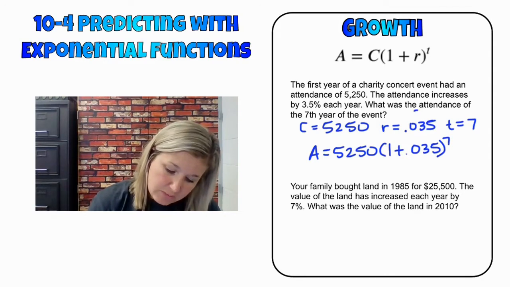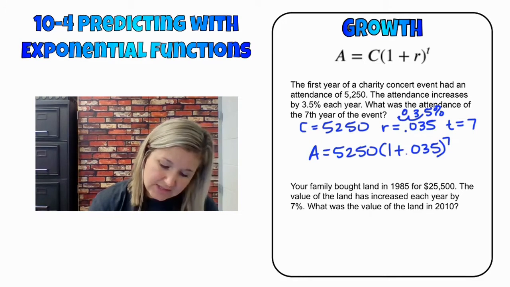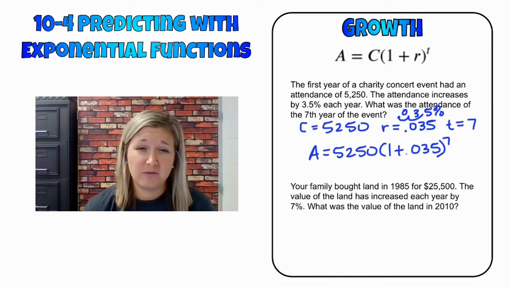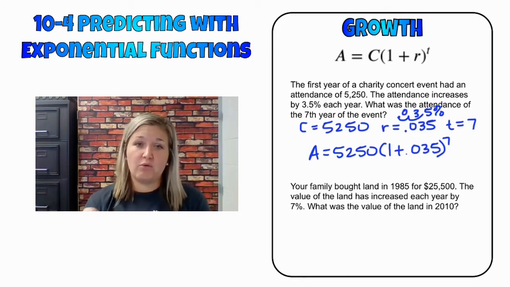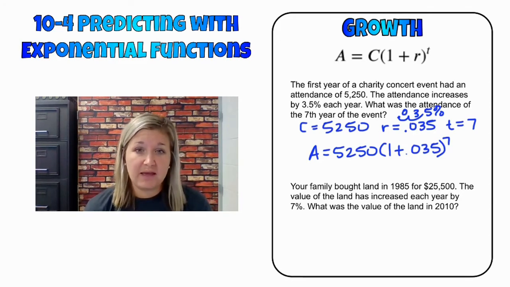So remember, 3.5%, I move the decimal over 2 places. That's what gives me 0.035. So then I can go to my calculator, and I'm going to show you how to do that now.